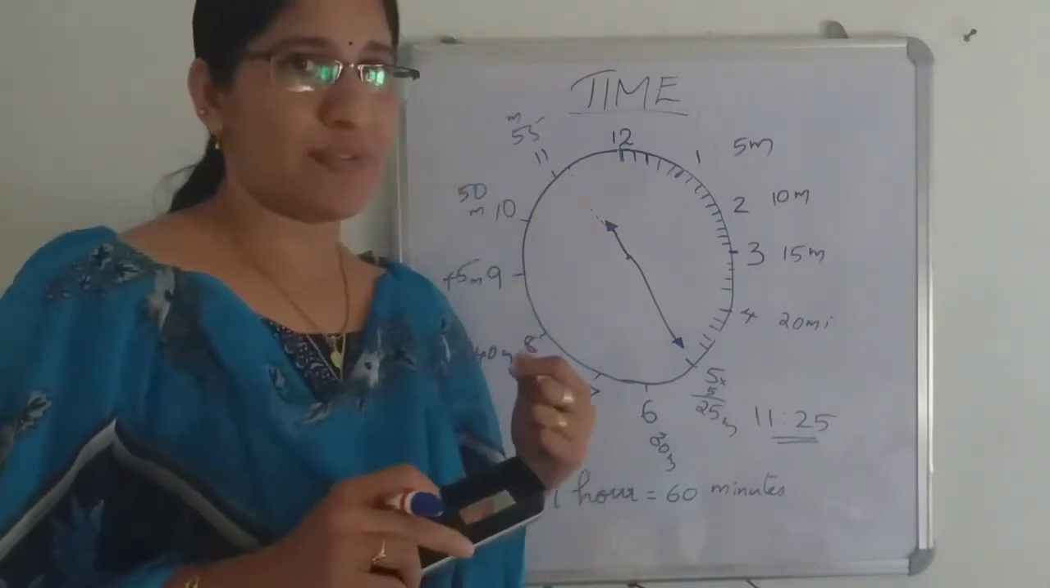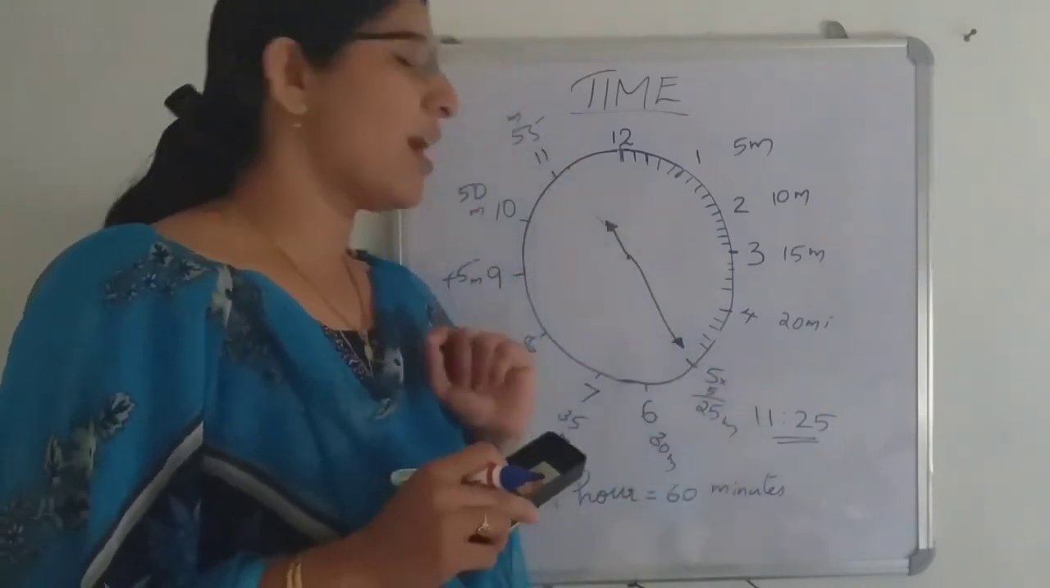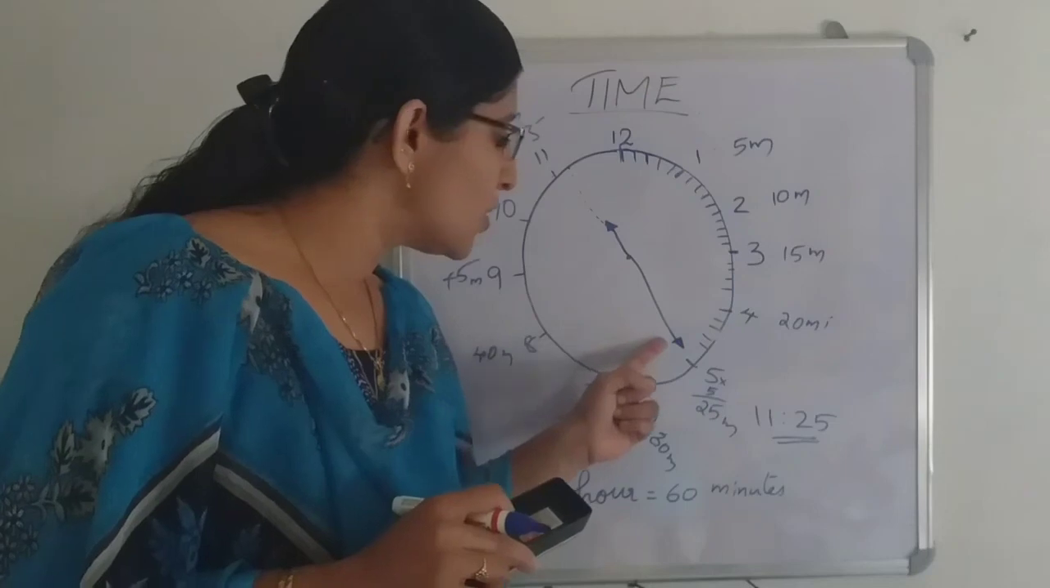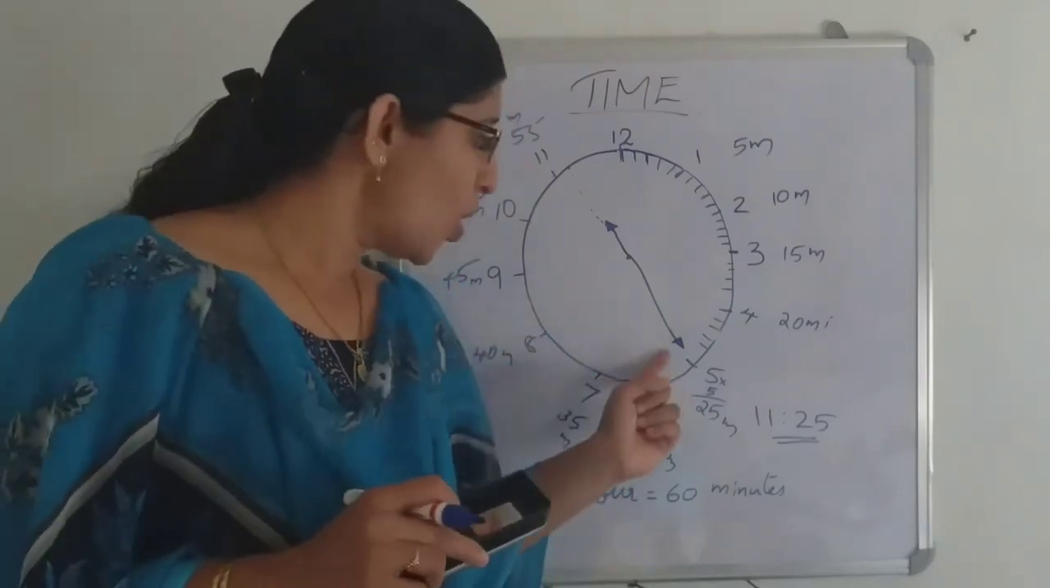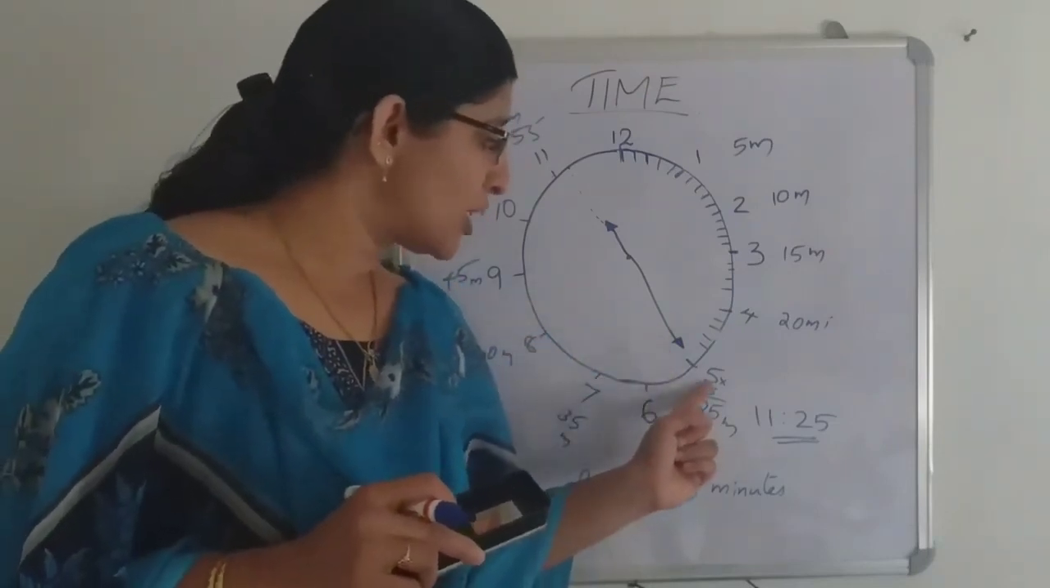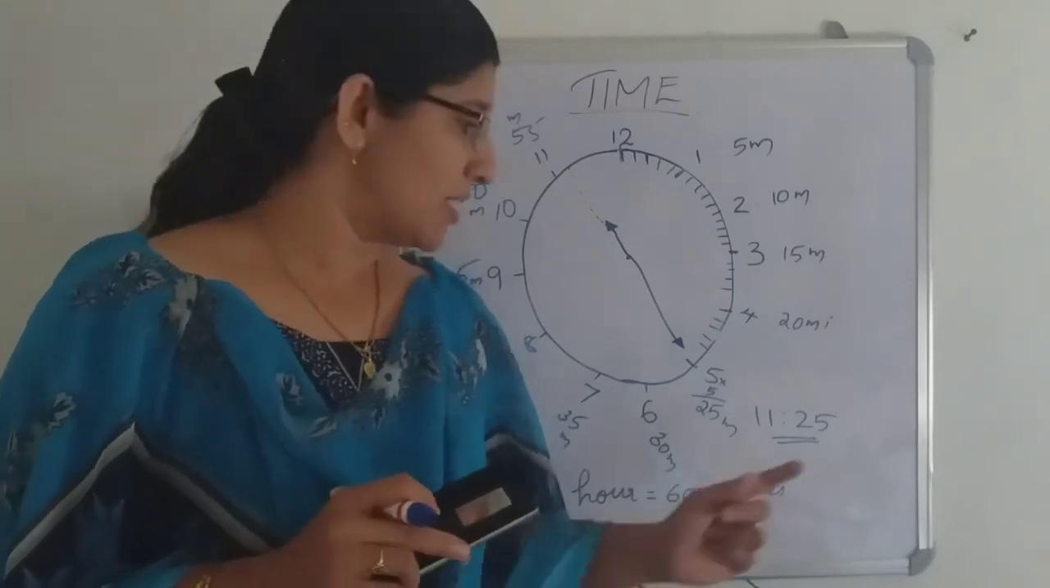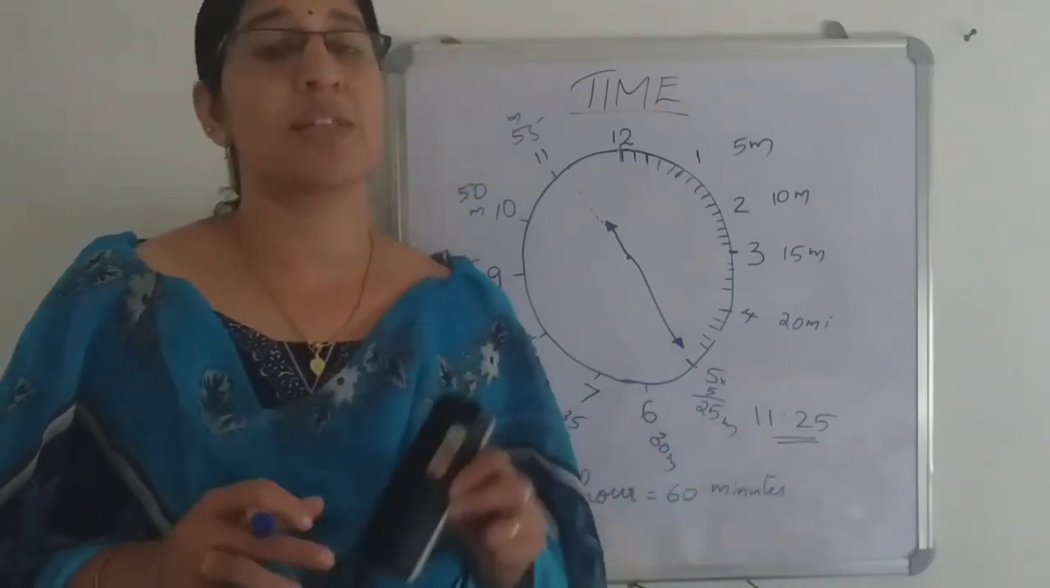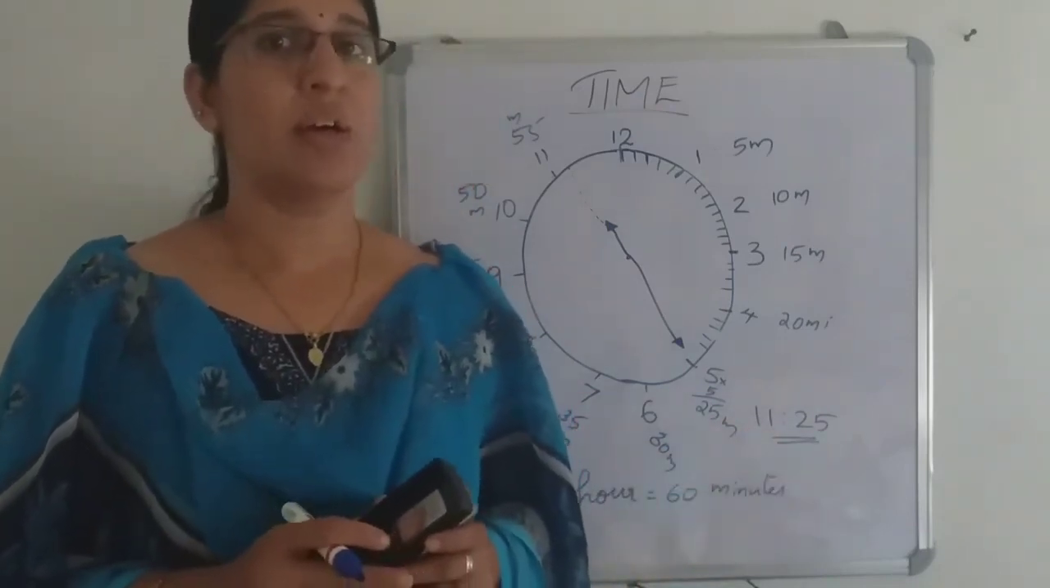It is so easy. Look at the short hand first, then write that down as the hour. And second, you need to look at the long hand. For the long hand, we have to multiply by 5 and say the minutes. Only this much. Then it is very, very easy to write the time.